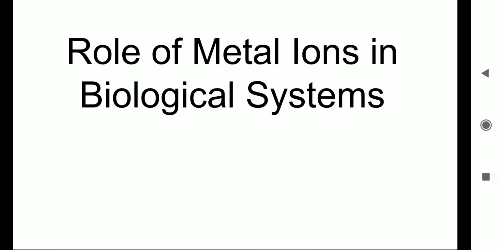Welcome students. Let us start with the unit 1 topic of chemistry, role of metal ions in biological systems. Various enzymes require metal ions such as calcium, sodium, potassium, magnesium, etc. They are also required in the transport systems. Then iron is required in hemoglobin, in control systems for nerve cells, etc.